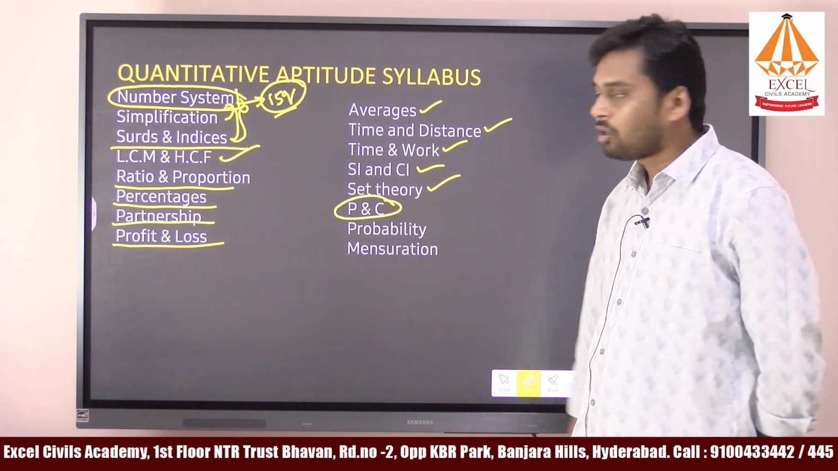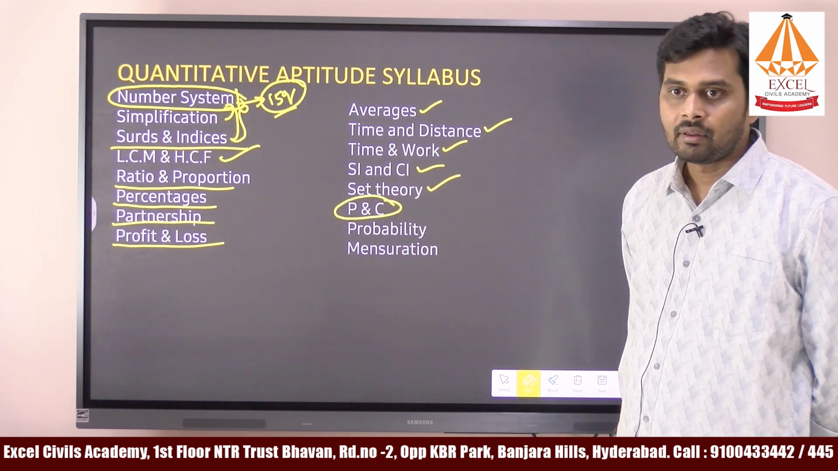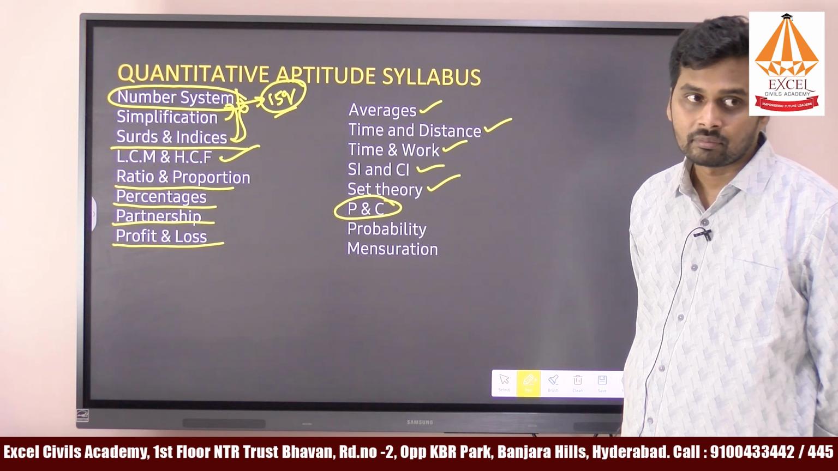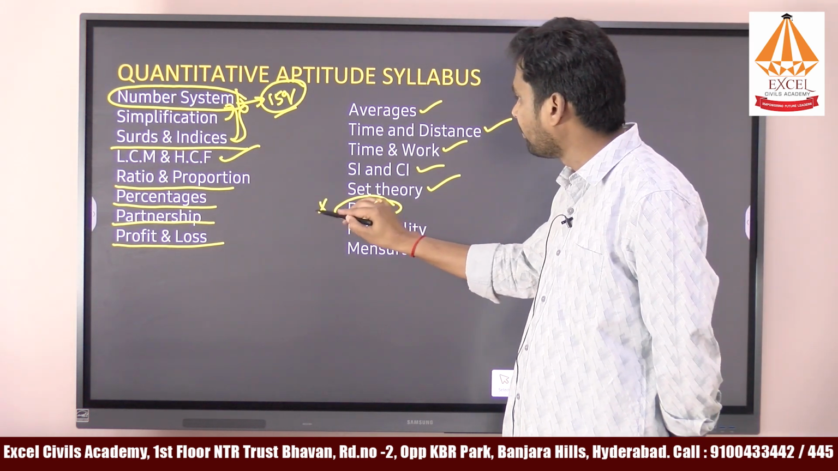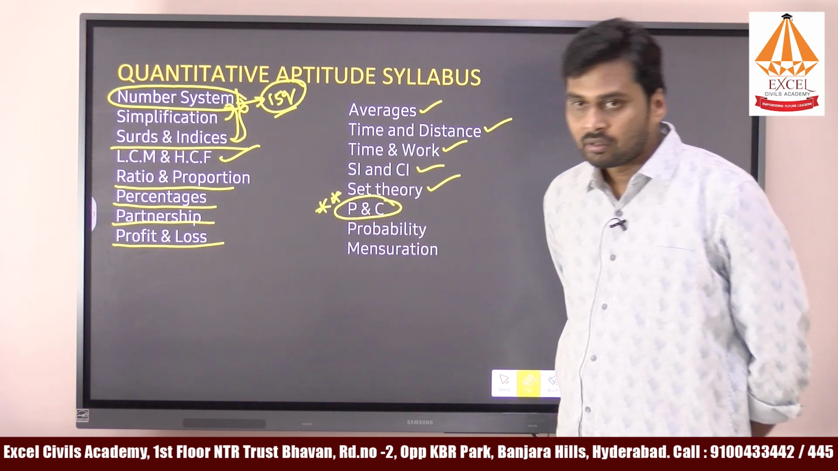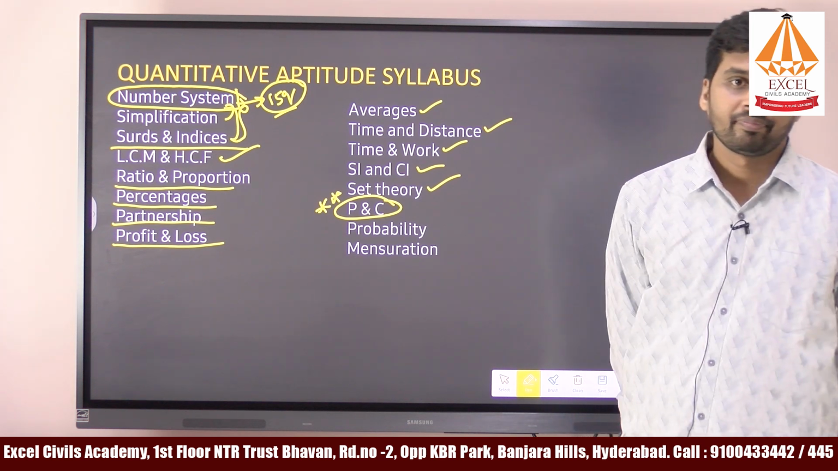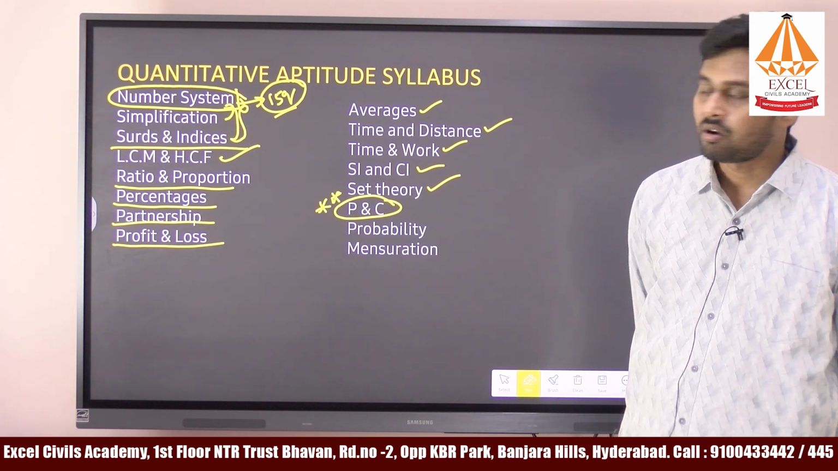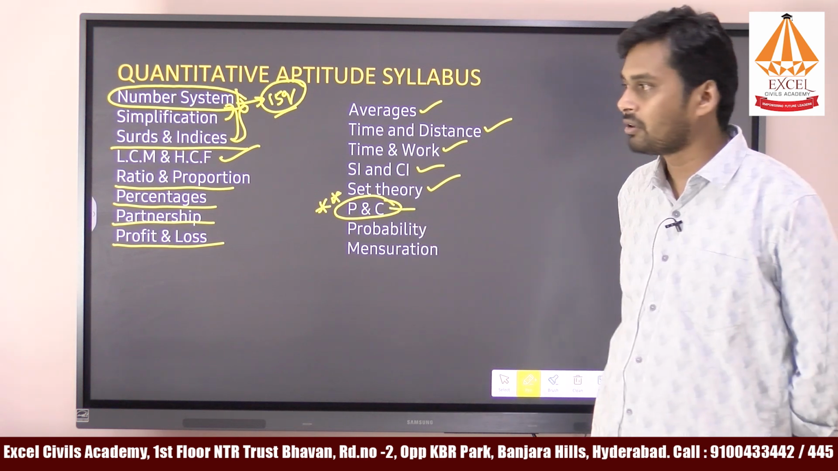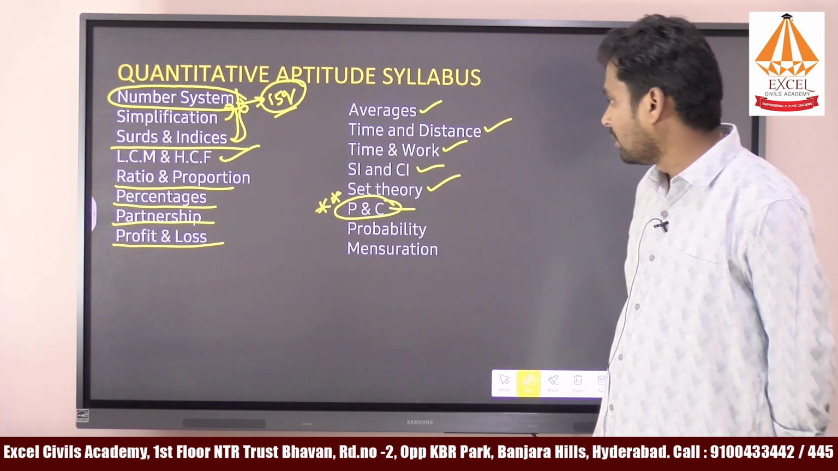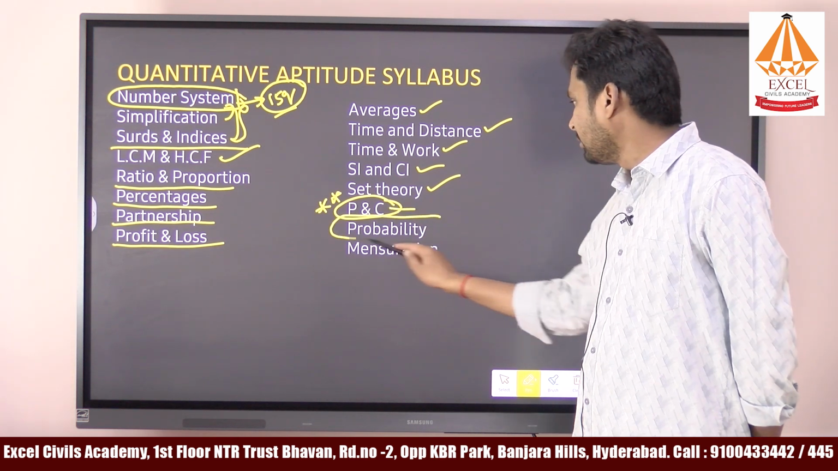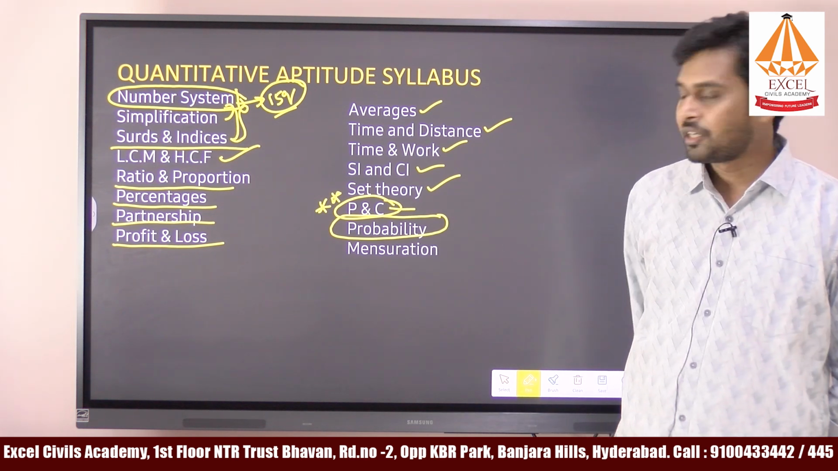Next most important topic is PNC, which means permutations and combination. The most important topic after number system. In 2023, we got 12 questions from this topic. Permutations and combination. Probability. So mensuration.